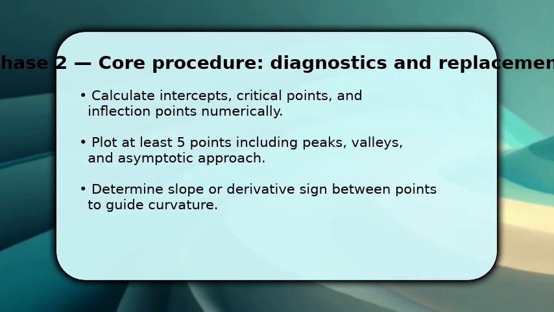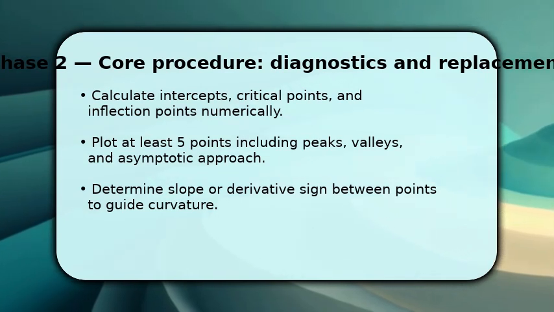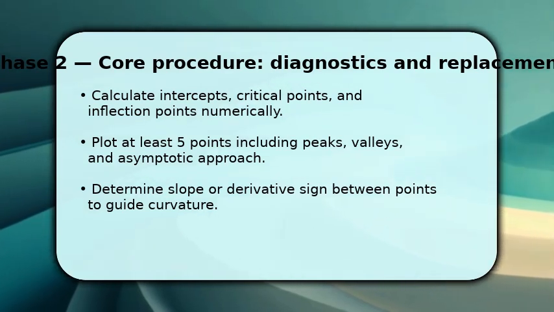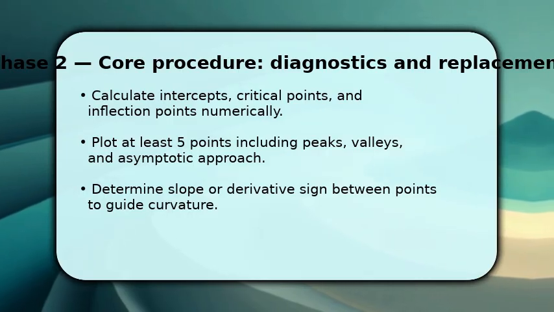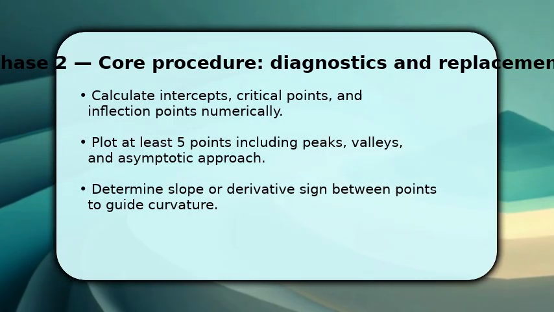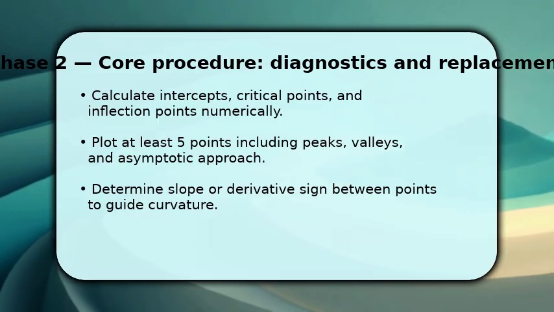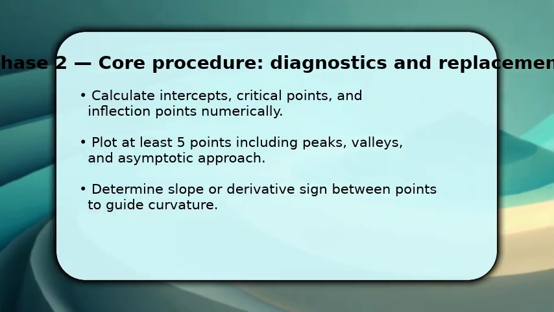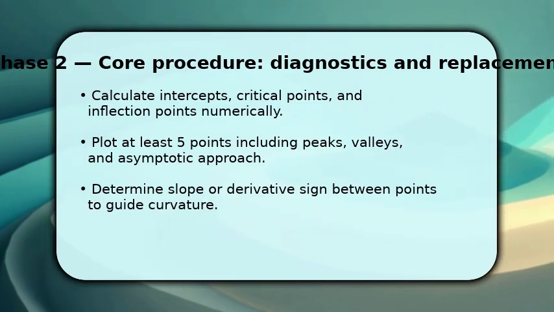Now calculate and plot specific points, intercepts, local maxima and minima, and any inflection points. Write down values so you can place them precisely. Then evaluate the function at intermediate x values to get at least 5 plotted points. This helps reveal curvature between critical points.